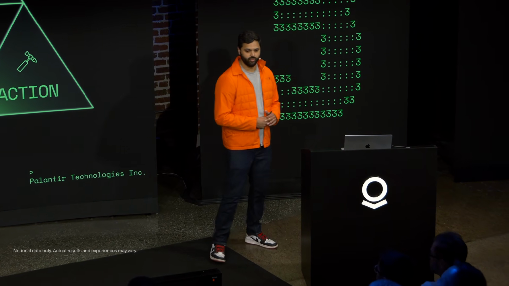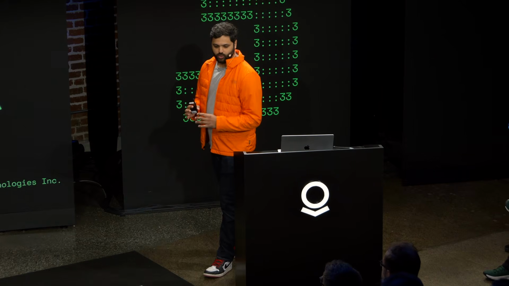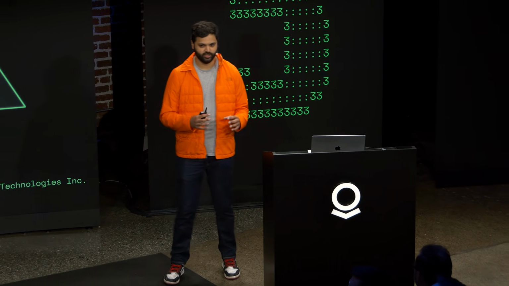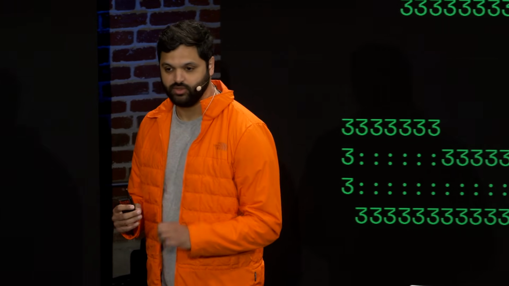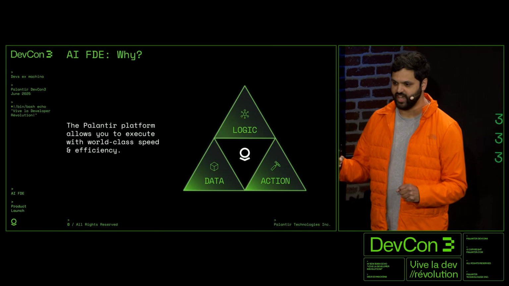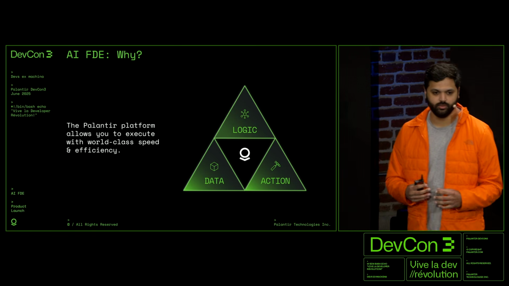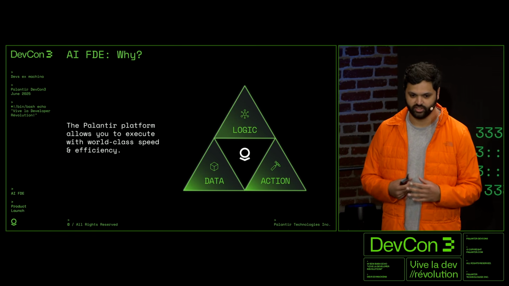Let's start with the why. The Palantir platform allows you to execute with world-class speed and efficiency. We do this through ontology, the combination of data, sources of logic, and systems of action that lets our customers build workflows that solve their real-world problems and start bringing automation into their enterprises.